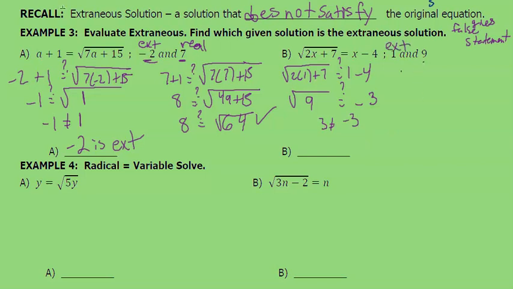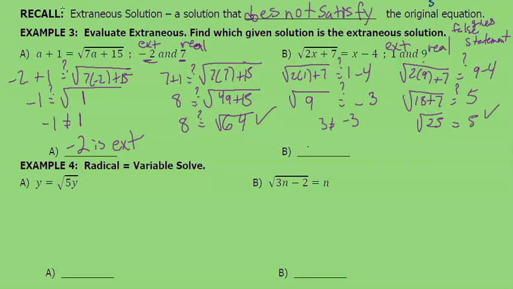Let's do 9 now. The square root of 2 times 9 plus 7, is that equal to 9 minus 4? Is the square root of 18 plus 7 equal to 5? The square root of 25 is equal to 5, so this one's real. So there are cases where both are real, or both are extraneous, or one real and one extraneous.